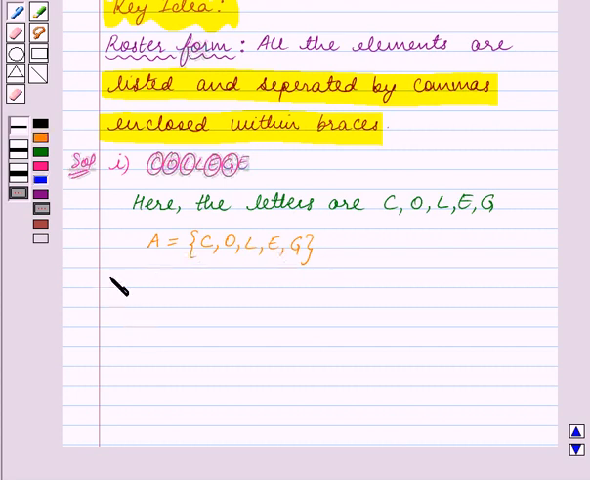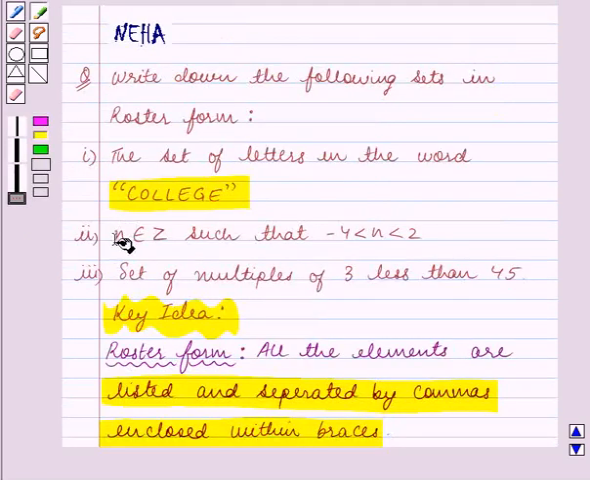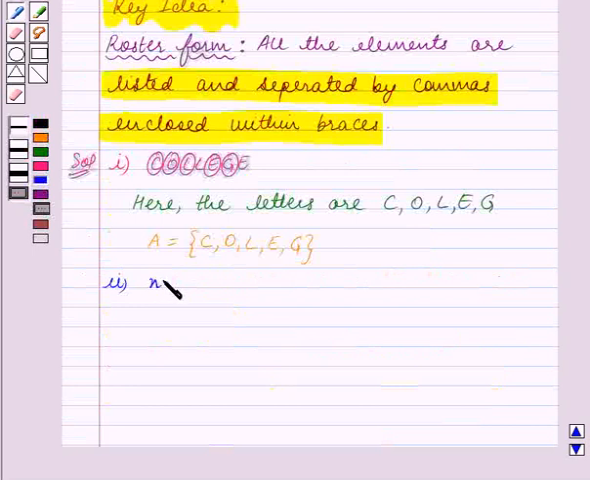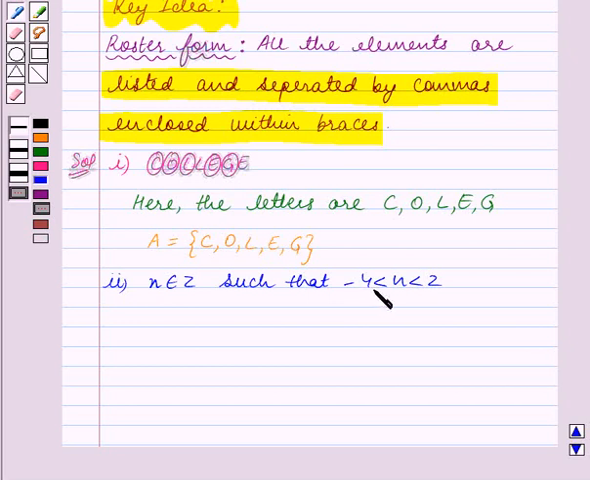Now the second part is, n belongs to Z, which is the set of integers, such that minus 4 is less than n is less than 2. So the given set contains all the integers lying between minus 4 and 2. Now the integers are minus 3, minus 2, minus 1, 0, 1. So these are the elements of the set.